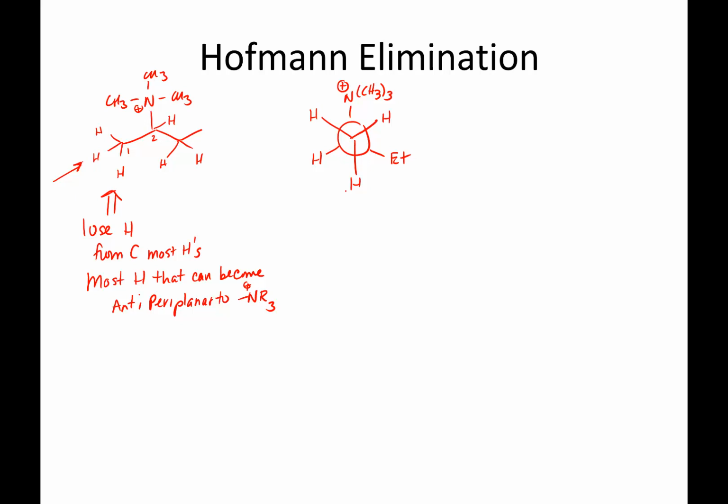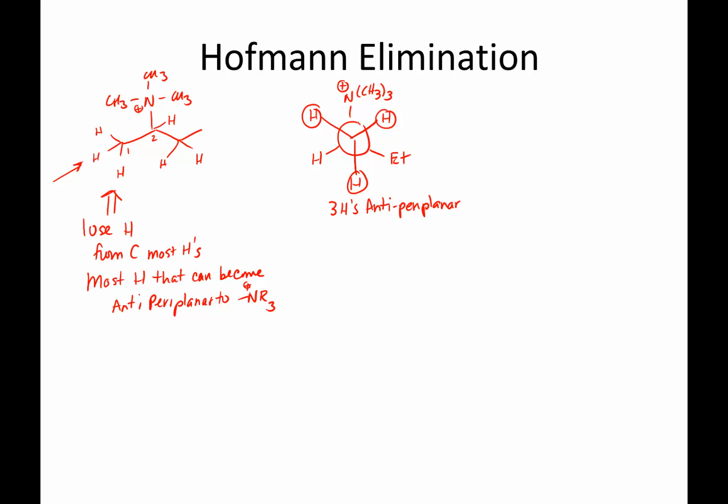Now, any of these 3 hydrogens can become anti-periplanar to the nitrogen. So I have 3 hydrogens that can become anti-periplanar. And also notice that there's no preference of one over the other. They all would have the same exact conformational energy.